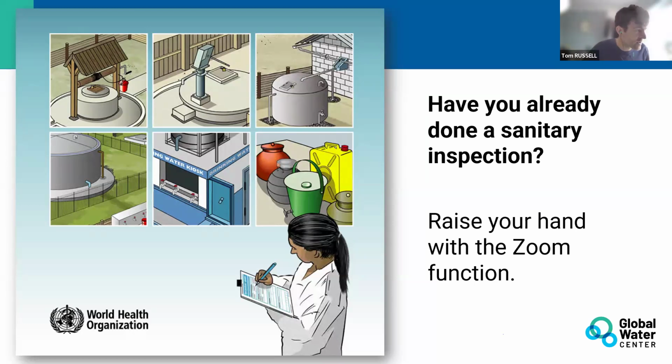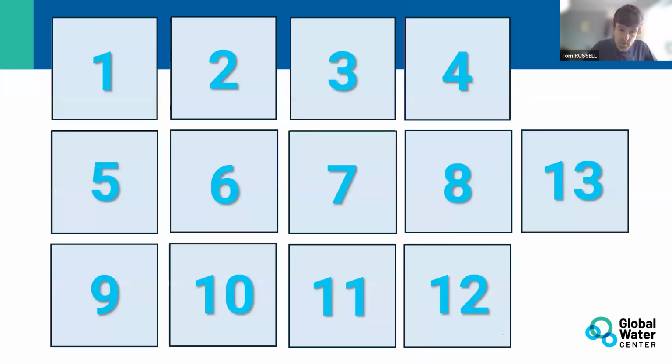So just as another little exercise, the WHO have produced 13 standard templates for different parts of the water supply system, different infrastructure, different kinds of inspection points, different points where you would want to conduct a sanitary inspection. Can we name all 13? I'm not expecting you to give the number. Just give me, you can either type in the chat or unmute and speak, an infrastructure, and we'll see if we can pick up all 13. It's a bit like spot the difference, this one.